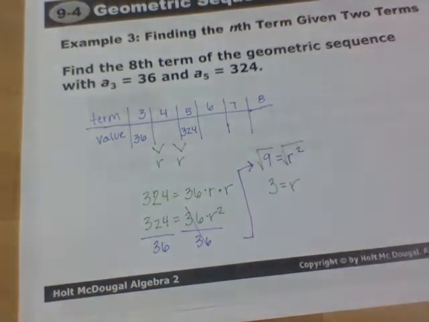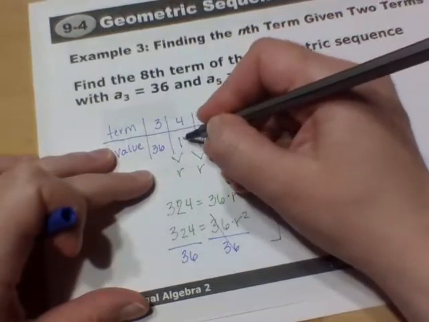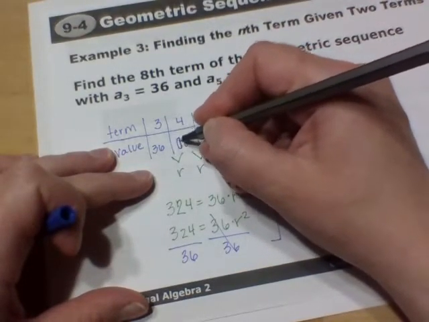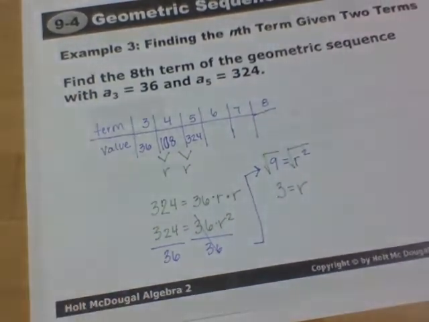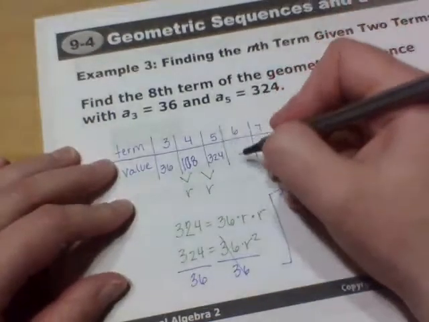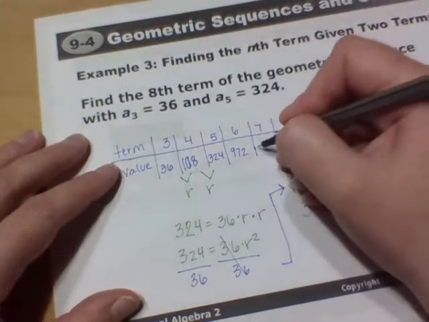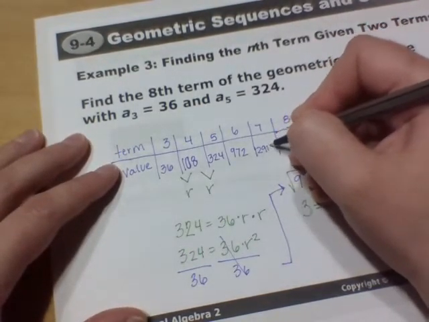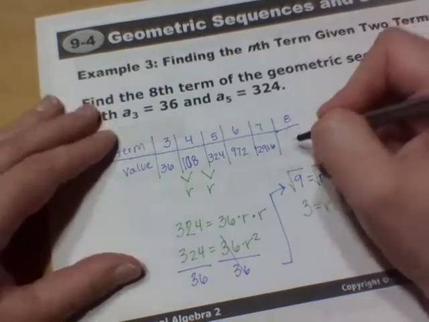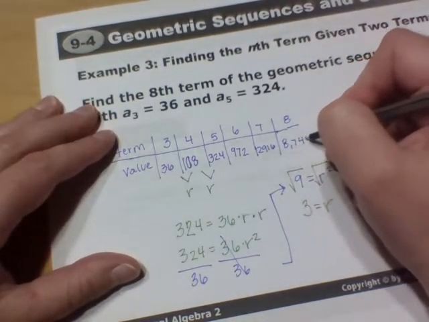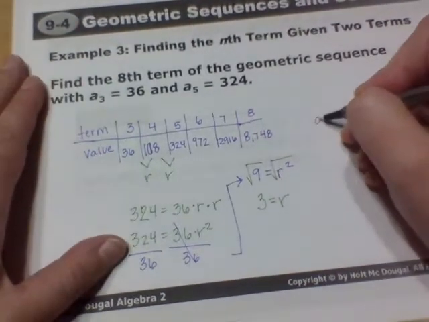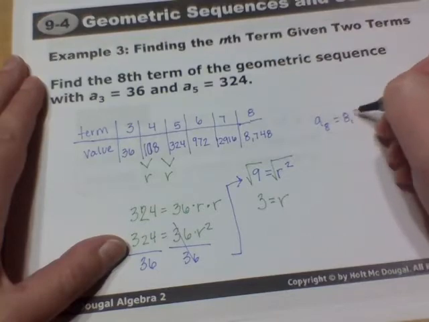So now we know that our common ratio is 3, and so we can say that we would take 36 and multiply by 3 and get our fourth term, which is 108. And then we'd take 324 and multiply that by 3 and get 972. Multiply that by 3, not 4, and get 2,916. And then multiply that by 3 and get 8,748. So your eighth term, or a sub 8, is 8,748.